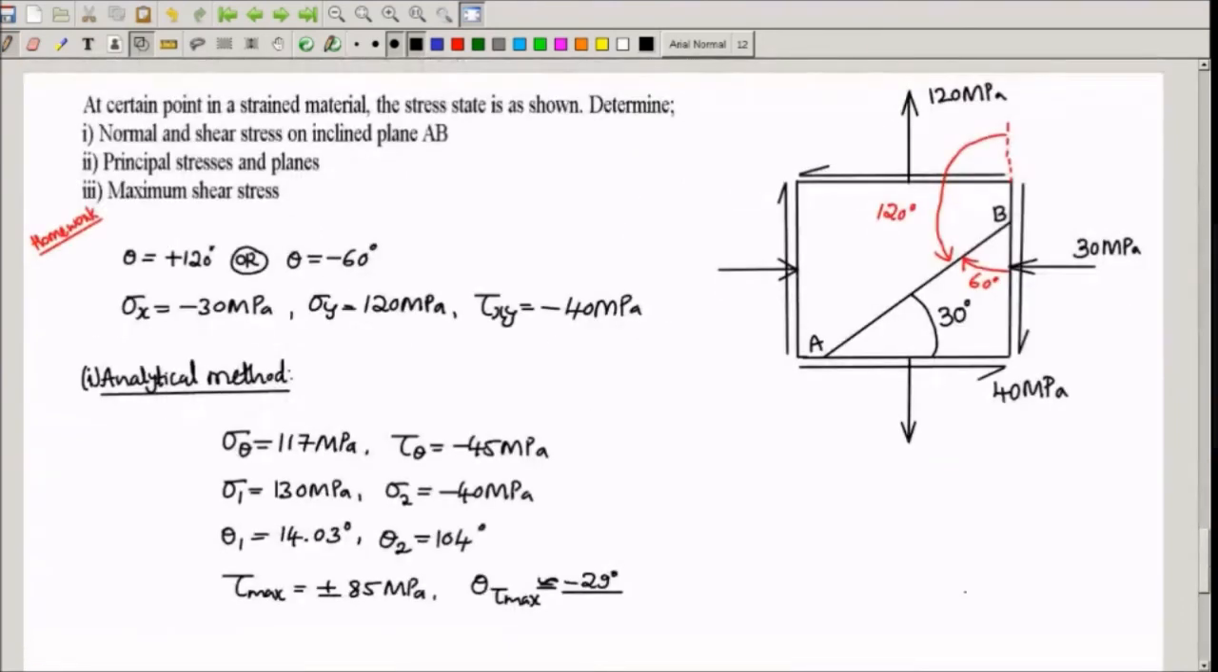You can try to solve this problem using Mohr circle method as a homework. This is also solved analytically. You can compare the results of Mohr circle with the analytical solution.